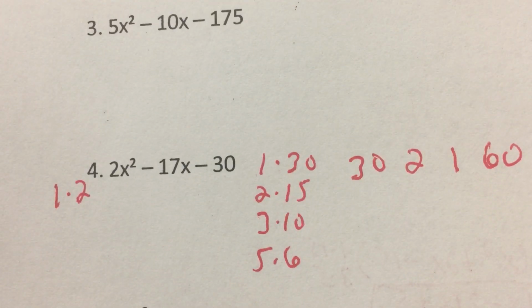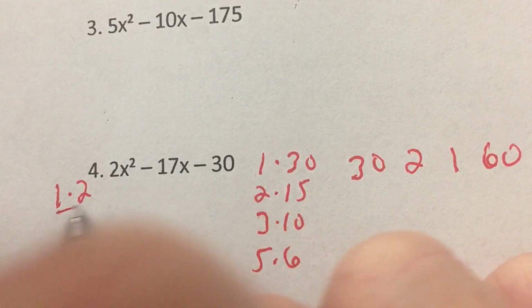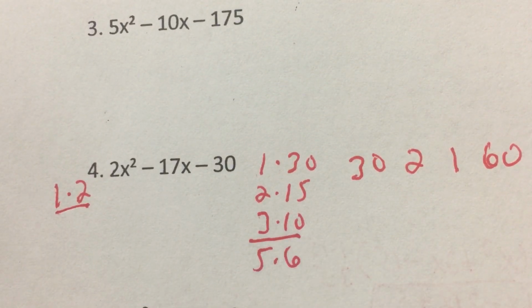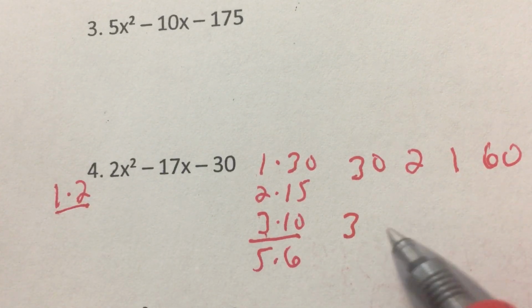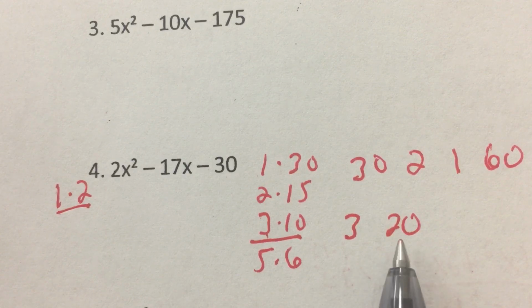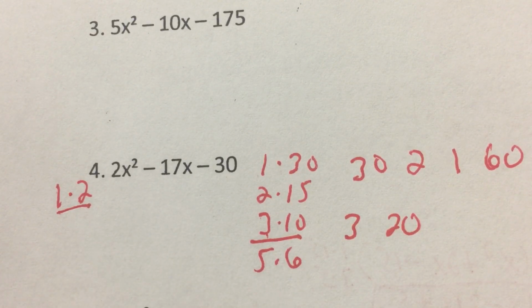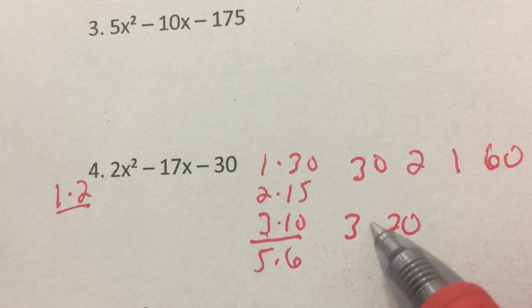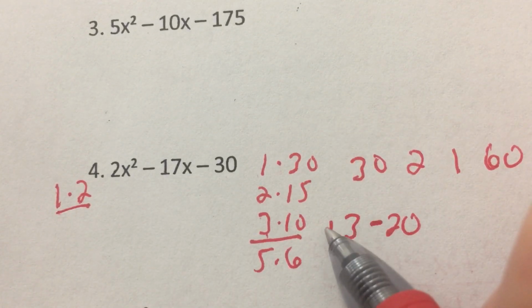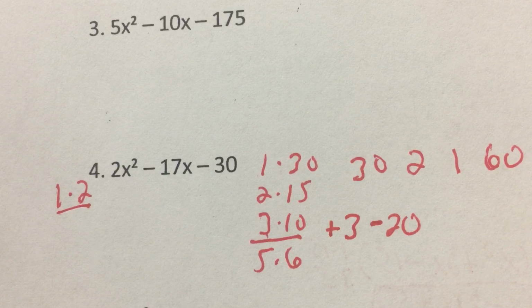So as I take a look at this list, again, my goal is to subtract to get 17. I actually see it right here with 1 and 2 and 3 and 10. 1 times 3 would be 3. 2 times 10 would be 20. And a 20 and a 3 can subtract to give me 17. It's a negative 17, so I'm going to need this to be a negative 20 and a positive 3, right?